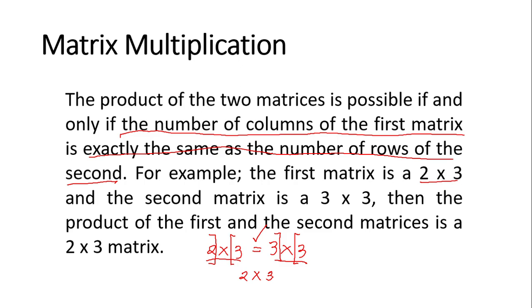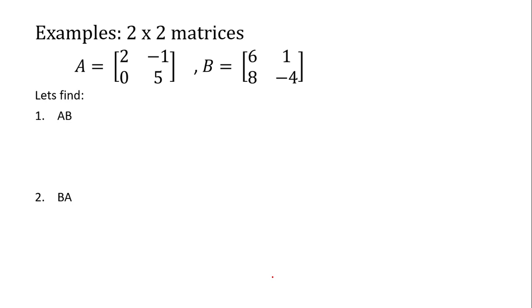Okay? So, let's have some example of matrix multiplication. For example, 2 by 2 matrices. We are going to multiply or we are going to have AB and BA. Tingnan natin kung anong makukuha nating sagot. So, 2 by 2 matrices lang naman itong example natin. We have AB is equal to 2, negative 1, 0, and 5 times, sabi naman is 6, 1, 8, and negative 4.